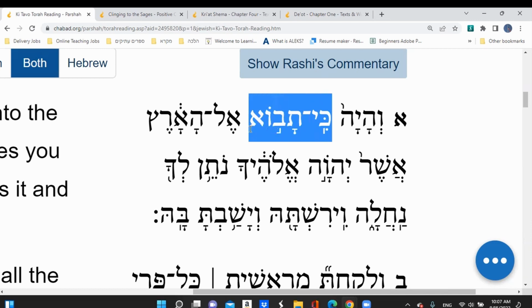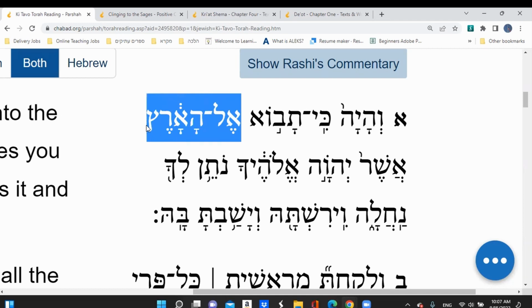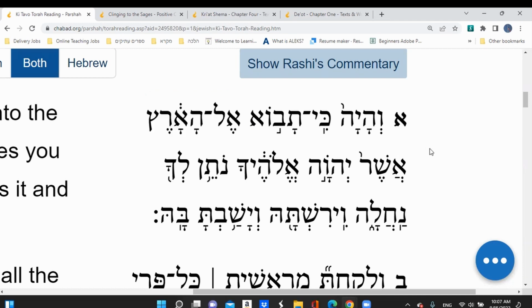Ki tavo. El ha-aretz. Beautiful, beautiful. Kol hakavod. Asher. Right, and when you guys repeat, I want you to try to actually read it from the text.